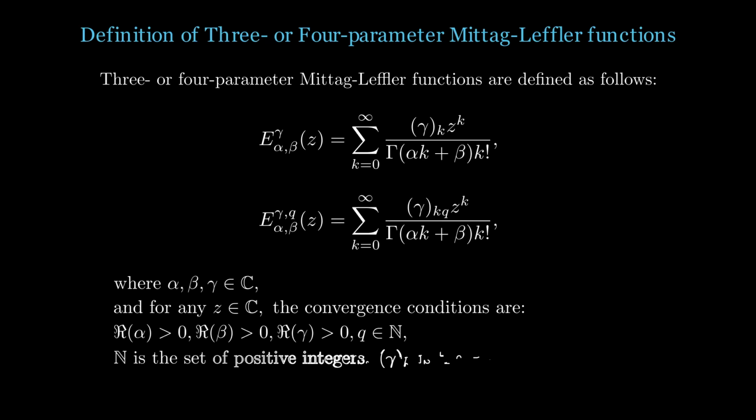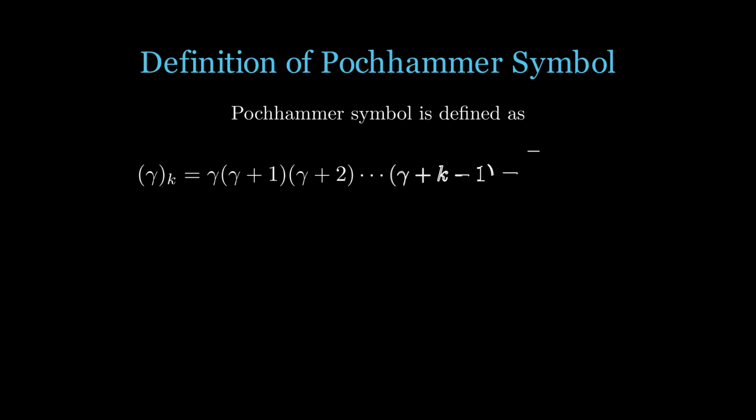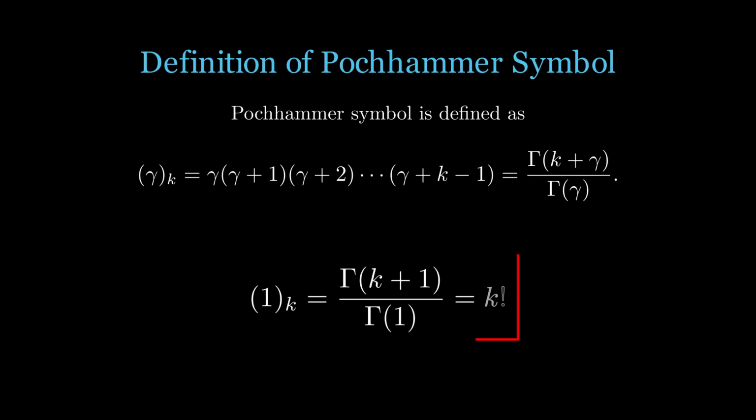It is called the Pochhammer symbol, but what is the definition of this symbol? The Pochhammer symbol is also known as the rising factorial. In the Pochhammer symbol, if gamma is equal to 1, then we get k factorial.